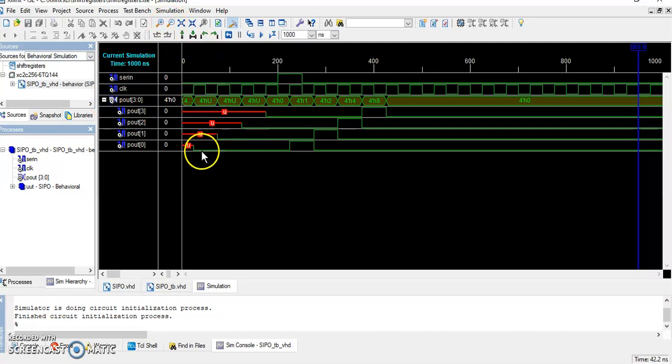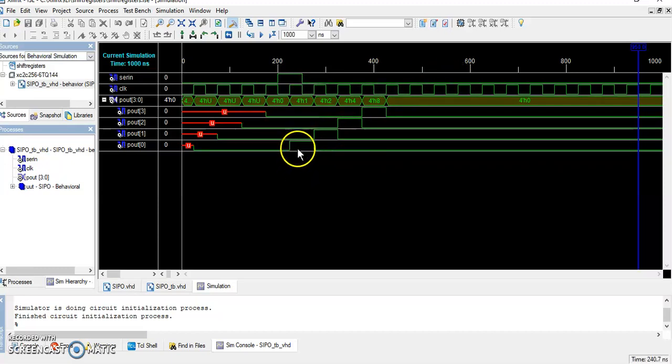See, we made serial in equal to 0 for 4 clock cycles. So your 4 flip-flops are filled with 0 0 0 0. It got shifted, and then we gave this serial in data equal to 1 during only 1 clock cycle, and after that it is equal to 0. So this 1 you can see this way. So now it is 1 with all zeros.